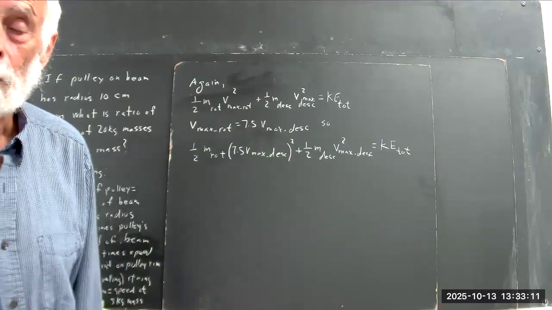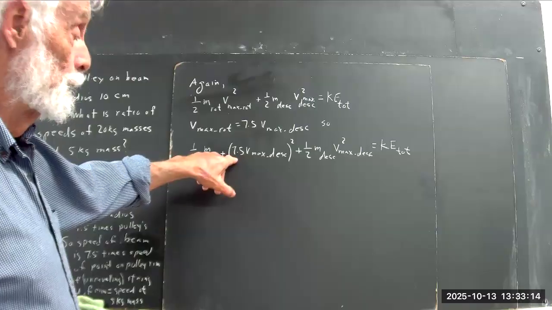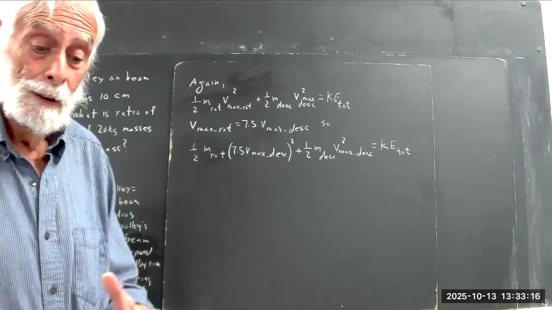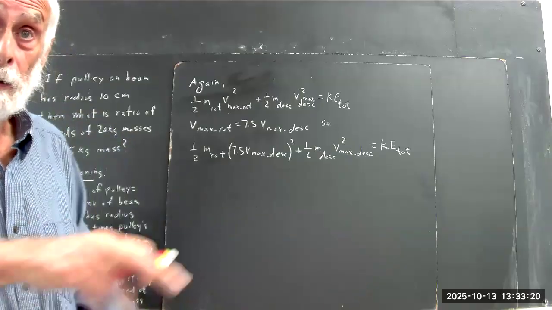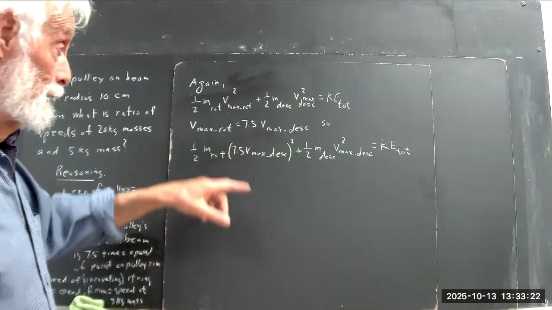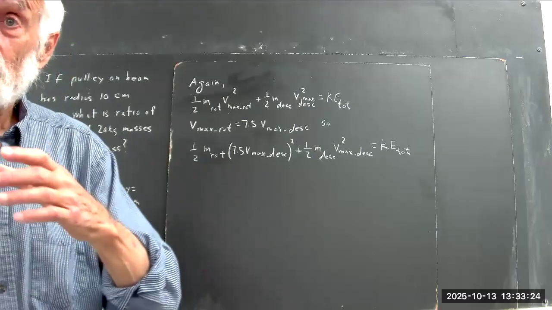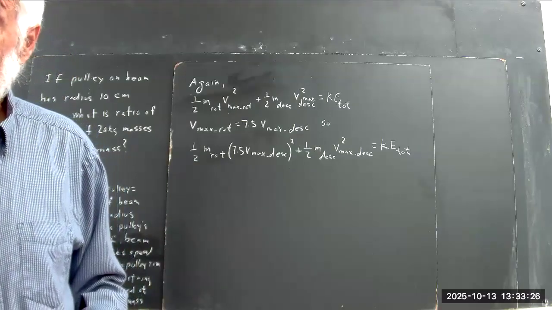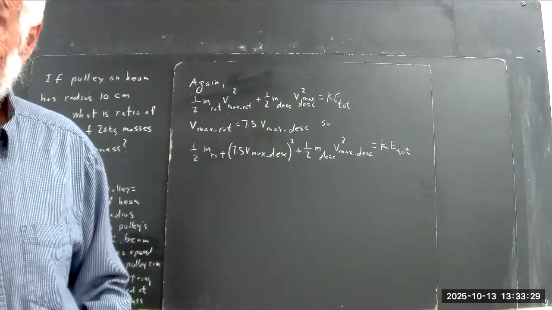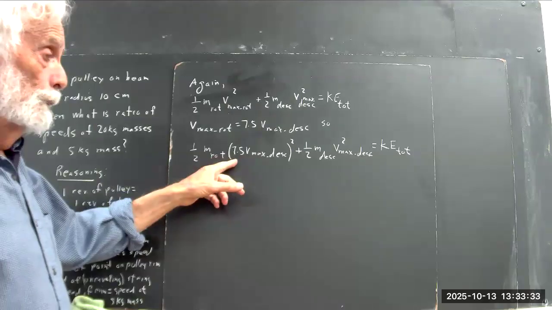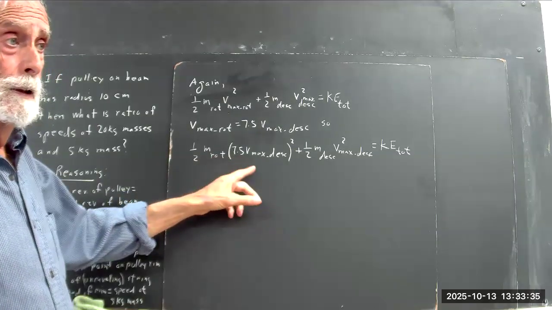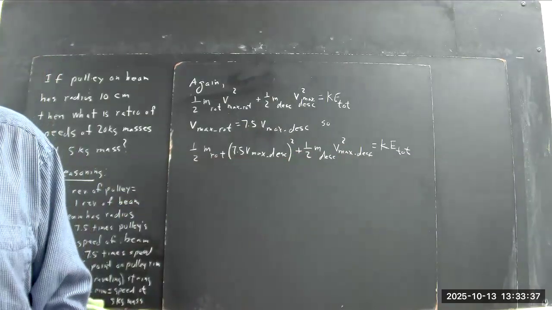And it's very simple. This ratio is simply the radius of the path of the rotating masses divided by the radius of the pulley. It's attached to the beam. And that ratio will change depending on the radius of the pulley.